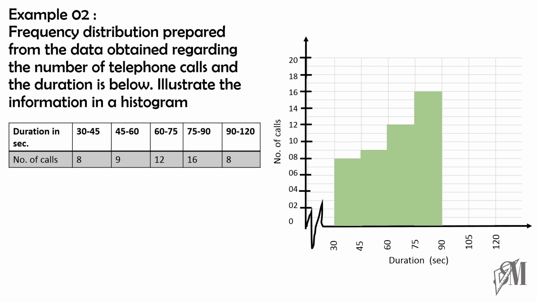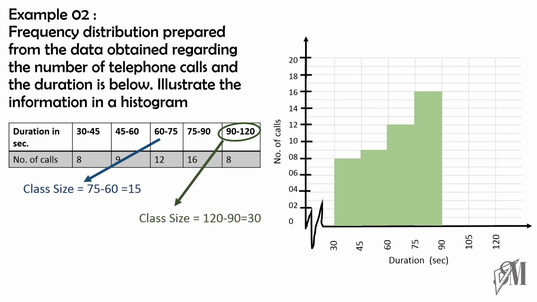Now if you take this class interval, the class size is 75 minus 60, it is 15. Right, the gap between 60 and 75 is 15. But take the last class interval, there the class size is 120 minus 90, that is 30. Now you can see the class size varies. It is twice the previous class size. So in this case, 30 is twice 15.